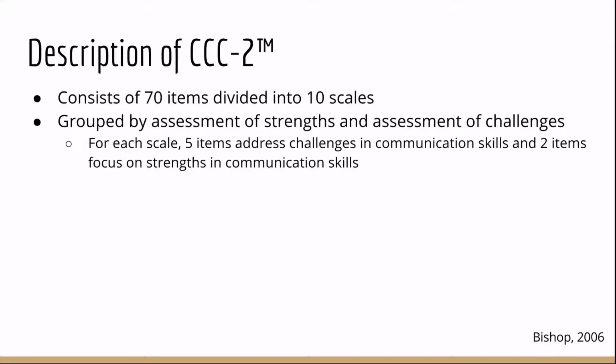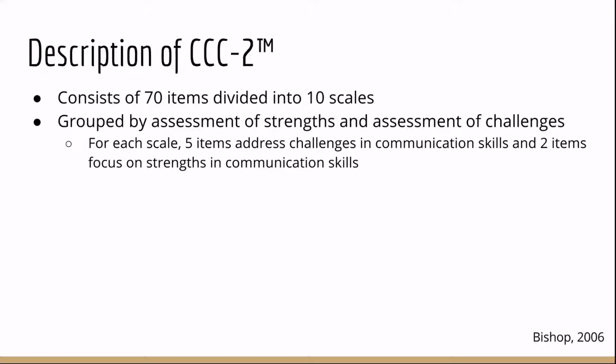The CCC-2 consists of 70 items that are divided into 10 scales, each with 7 items. For each scale, 5 items address difficulties in communication skills, while 2 items focus on strengths. The first 4 scales, including speech, syntax, semantics, and coherence, look at articulation, phonology, language structure, and vocab and discourse.